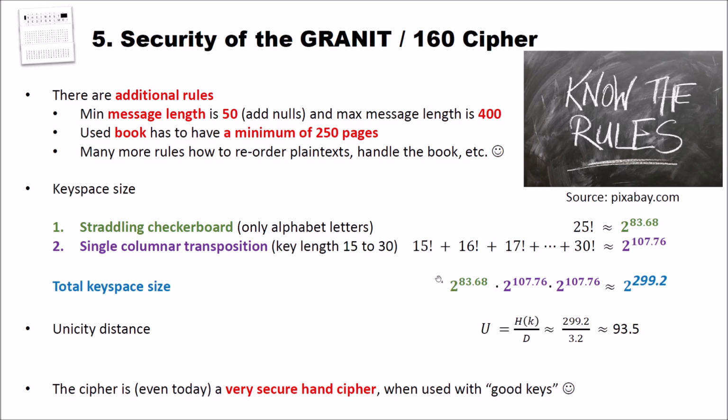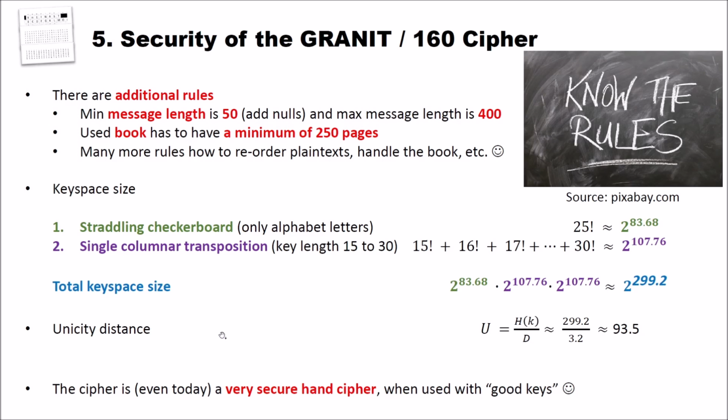Now we can compute the total key space size. It is the key space size of the straddling checkerboard multiplied by the key space size of the single columnar transposition cipher, multiplied again, because we have a double columnar transposition cipher, with the key space size of the single columnar transposition cipher, and we obtain a total key space size of 2 to the power of 299.2. This is very impressive.